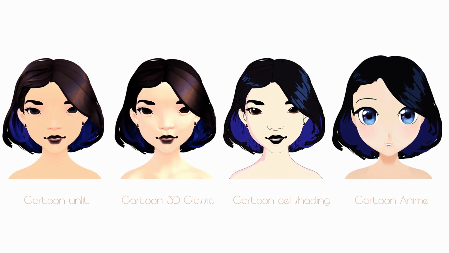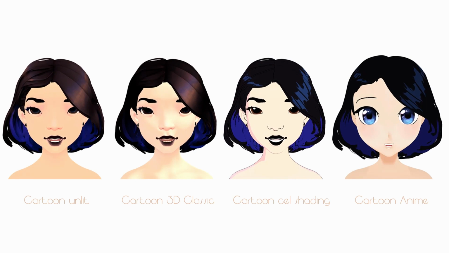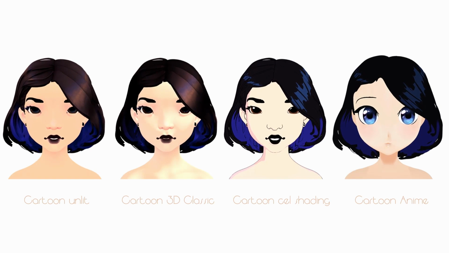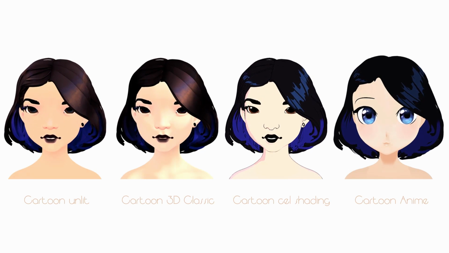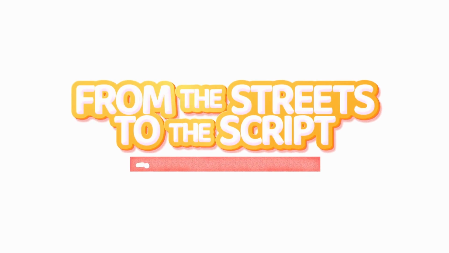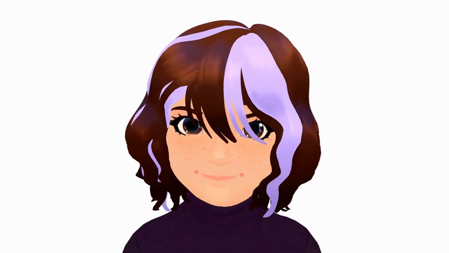As I said at the beginning, I have separated the cartoon styles into 4 according to their technical section. According to their difficulty, I have ordered them as Cartoon Unlit style, Classic 3D Disney or Pixar style, Cell shading, and Anime style. This character is one of the main characters of the video game I'm currently working on.